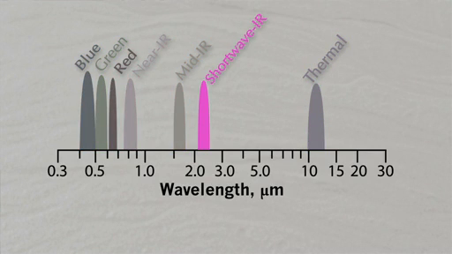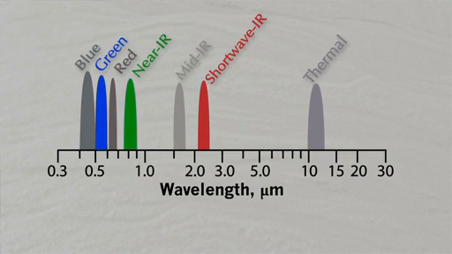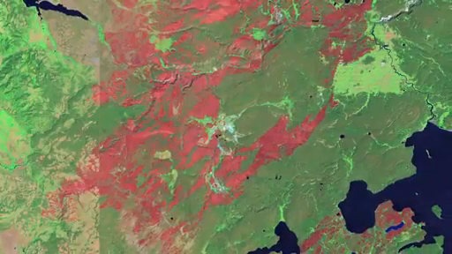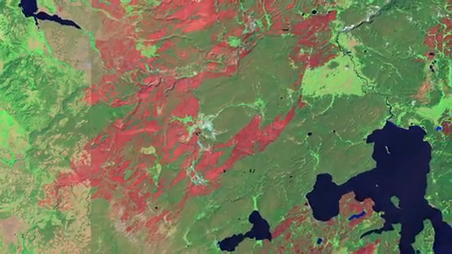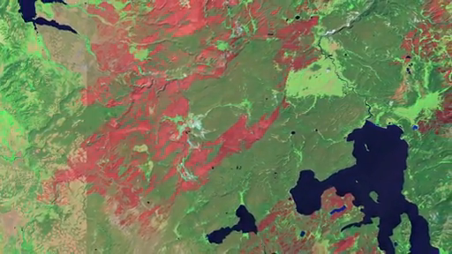So in this case, for example, we've assigned the shortwave infrared band to the red, we've assigned the near-infrared band to the green, and we've assigned the green band to the blue. And that creates what we call a false color image. It's not exactly what your eye would see, but in this case it's quite convenient because the healthy vegetation shows up as green, and so we can sort of automatically interpret that.